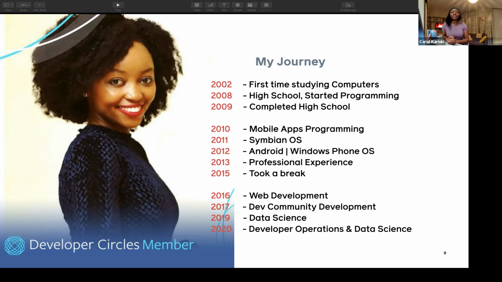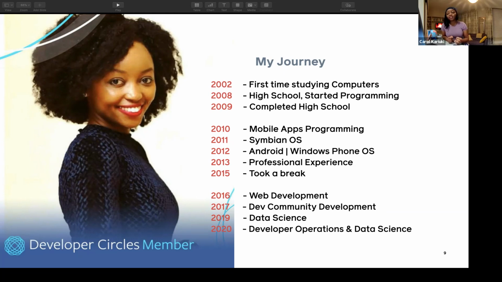I started learning Java, PHP, and I started building apps on the Symbian operating system that was running on the Nokia devices. And Nokia was being phased out of the market because, as you can see, technology is moving very fast. It keeps changing. And so I had to learn Android development and Windows Phone at the time. So that's around 2012. And then 2013 is when I first got into the professional workspace, like getting an 8-to-5.